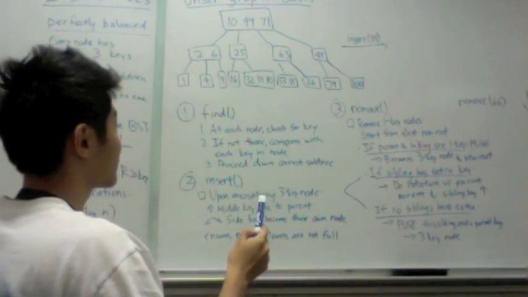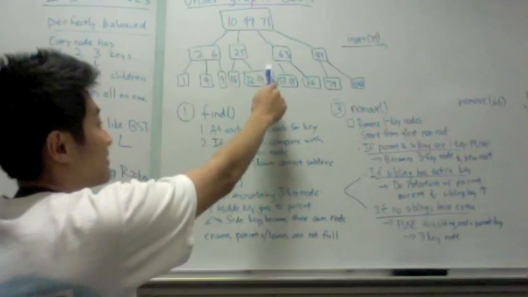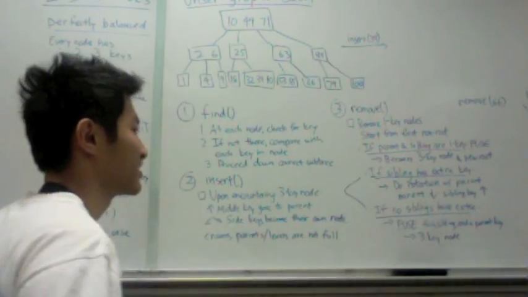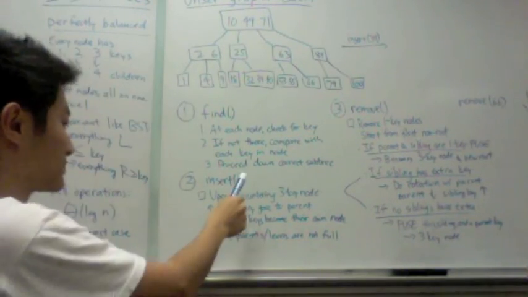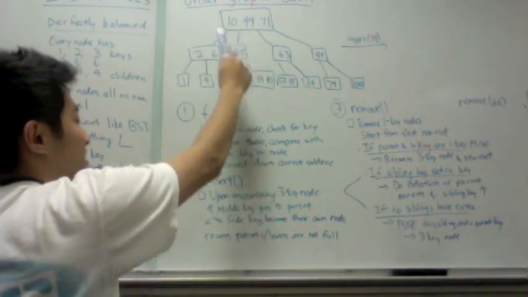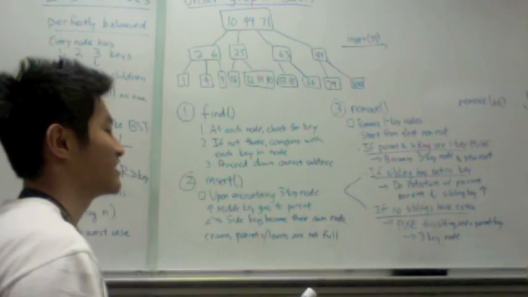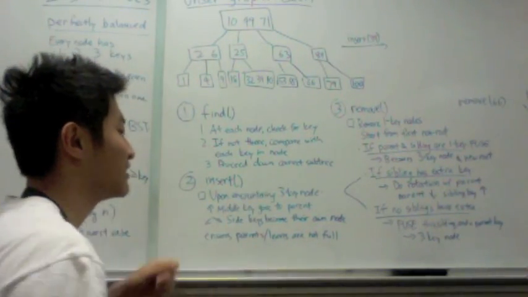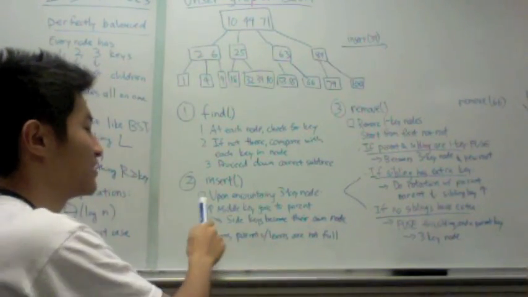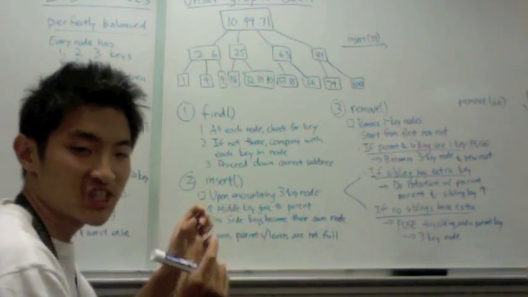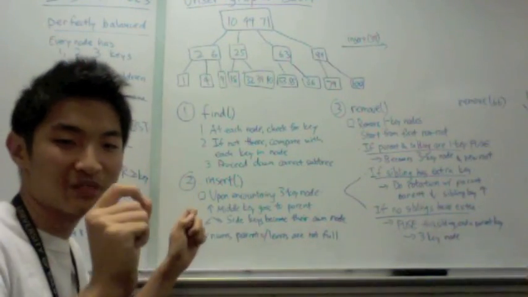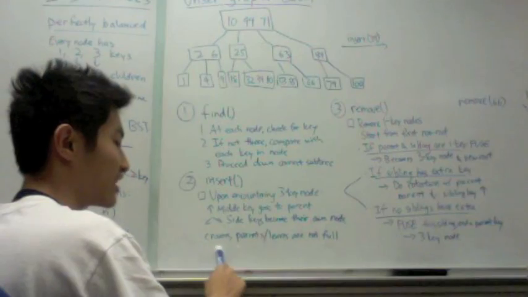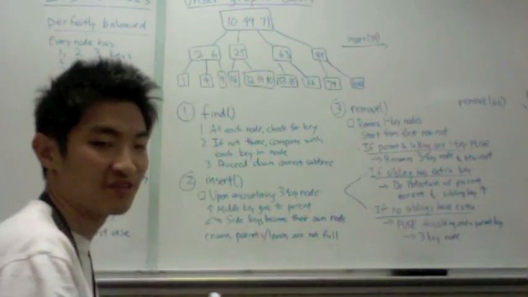So again, the invariants help us find this, and they can help us work through insert and remove too. Insert is a bit different in that you do the same thing as find, but when you encounter a 3-key node, you need to split it up because you need room to insert your key in the leaves. So the middle key shoots up to the parent, and the side keys become their own new nodes. This ensures that the parents and the leaves are not full at the end.